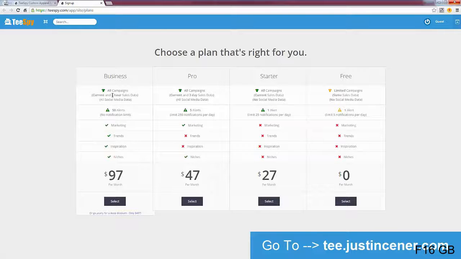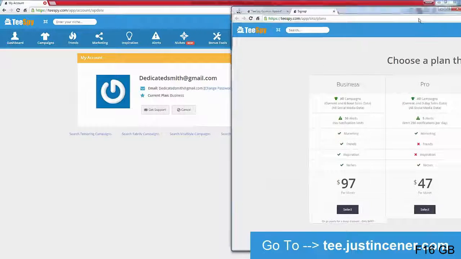So if you want to catch a trend, go find something that has been hot over the past 6 hours and then get a new shirt design. So you get that with the business level, $97 a month, but even if you didn't have any of these extra features, it's still a great price just for the basic feature of being able to search out designs that are winners inside your niche.